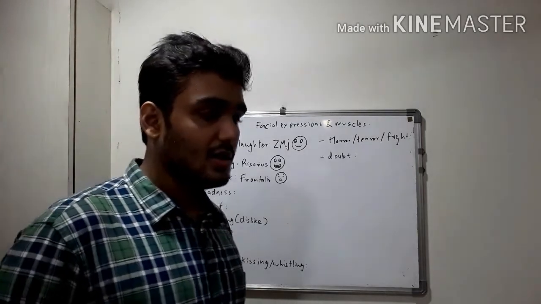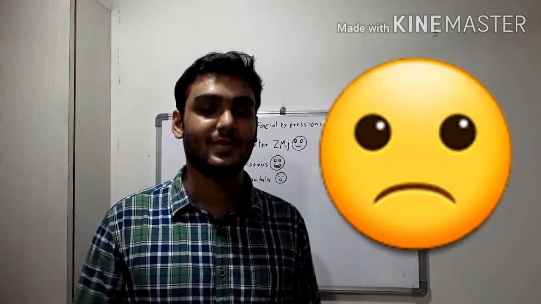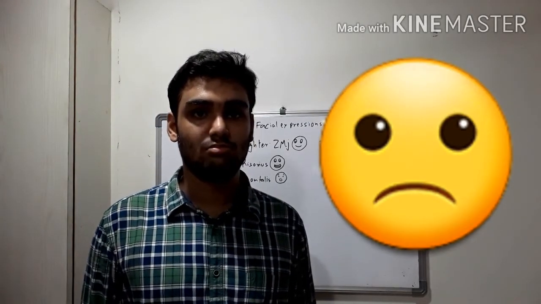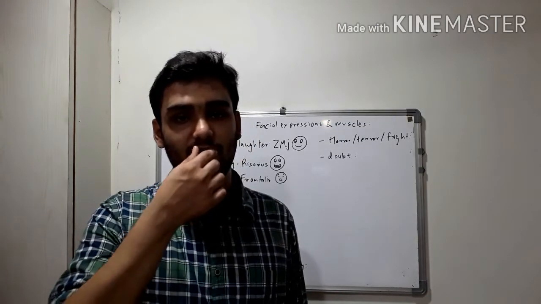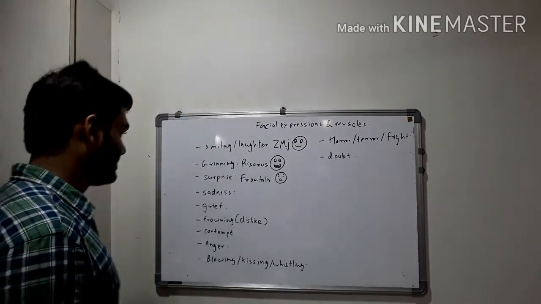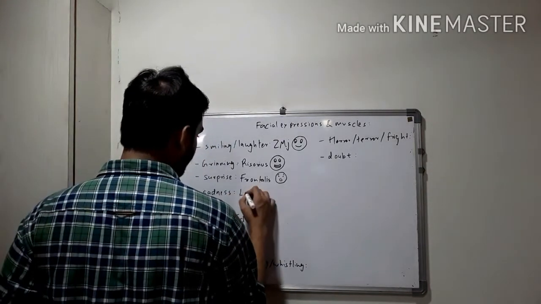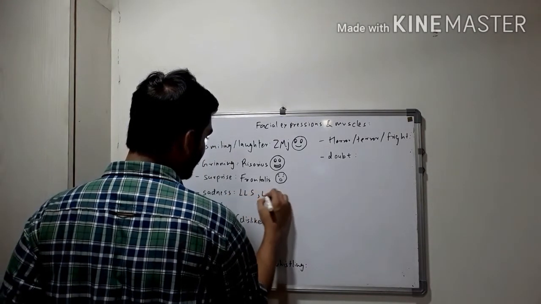So the muscle of surprise is frontalis. Then if you're upset about something, then it would be like this, so the lips would be elevated, right? So the muscles of sadness are levator labii superioris and levator anguli oris.